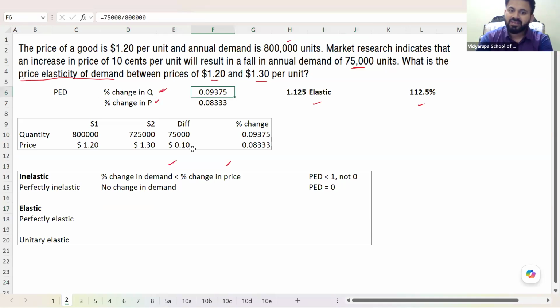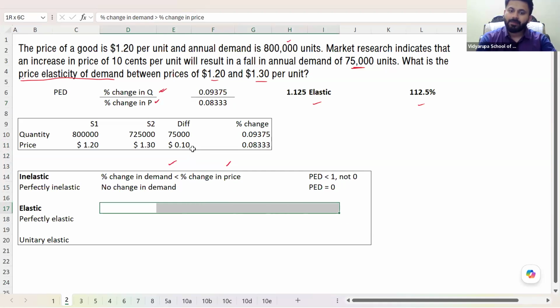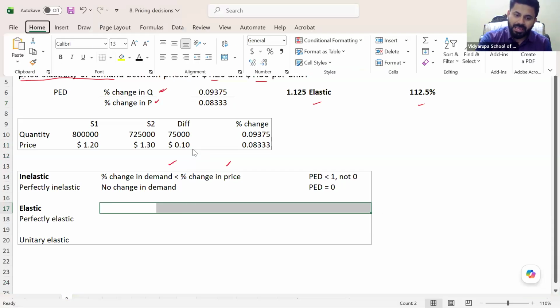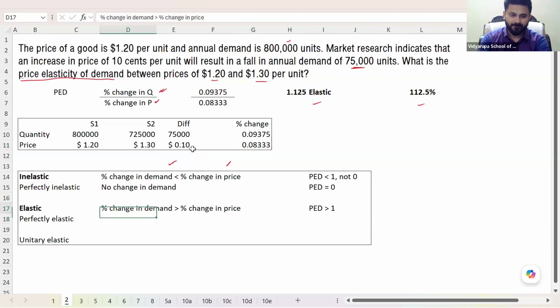Like here, elastic 1.125, it's above 1. What happened? Denominator, the price change is 8.33%, but the numerator is 9.375%. So here we'll call it elastic. The percentage change in demand will be higher than the percentage change in price. In other terms, the PED value will be above 1. Third case.